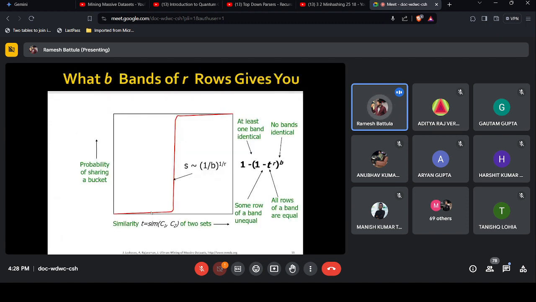So if you have B bands of R rows, this gives a formula: the similarity threshold is approximately (1/B) to the power 1/R. We need to understand that the probability that no band is identical is calculated as (1 minus T^R) to the power B, where T^R indicates all rows in a band are equal. Clear? So we can compute these values very easily with the help of the similarity T values.